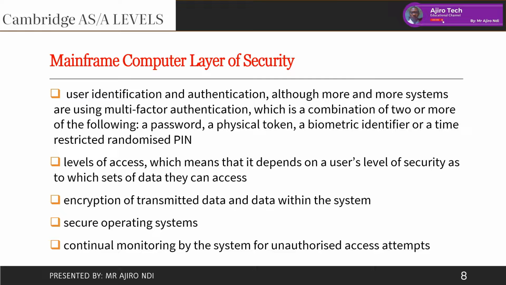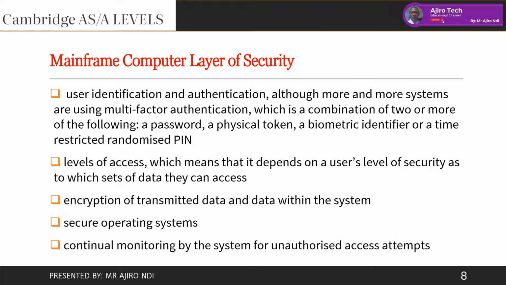The next one is levels of access. Not everybody gets to have access to every kind of data. If you watch some of the movies that I watch, FBI and other crime movies, you see that most people have certain clearance levels. Some have clearance level 5, some have level 6, some have level 8. It simply means that the people with level 5 cannot access information on level 8. So it depends on the user's level of security as to which set of data they can access.